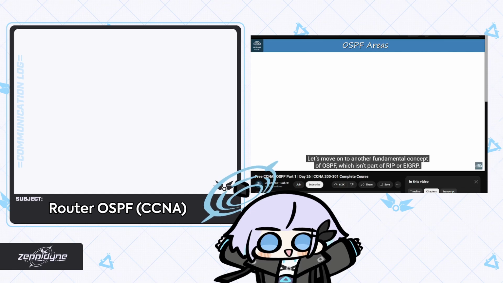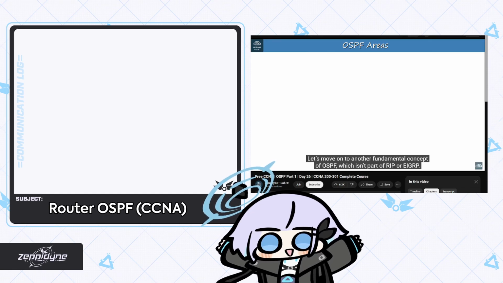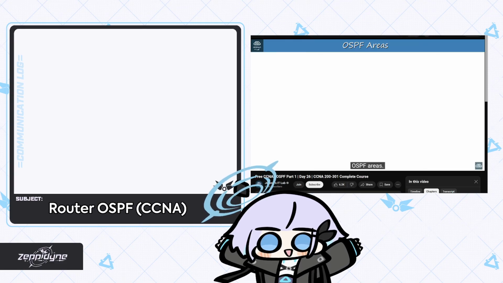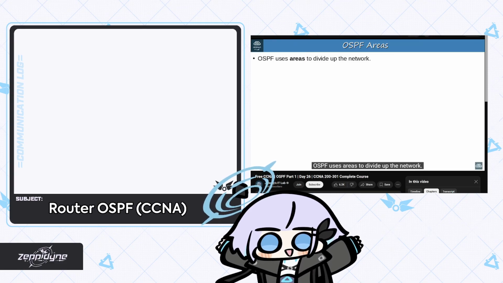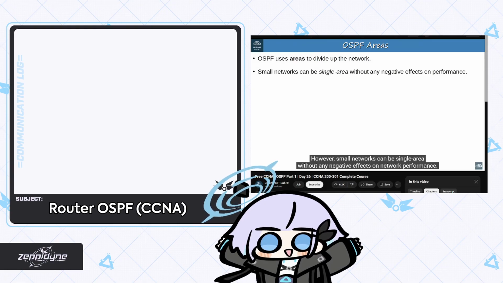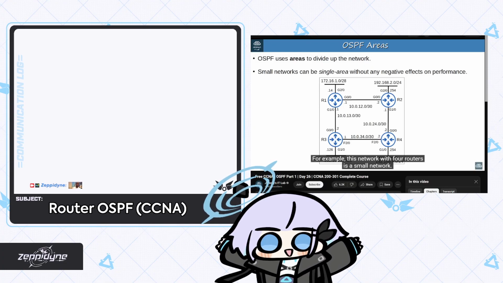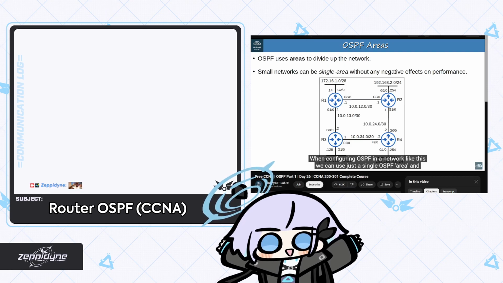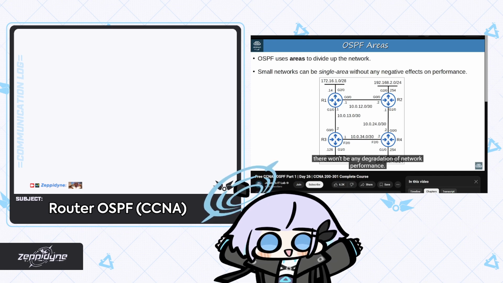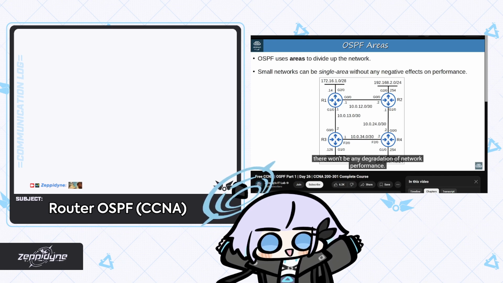Let's move on to another fundamental concept of OSPF, which isn't part of RIP or EIGRP, OSPF areas. OSPF uses areas to divide up the network. However, small networks can be single area without any negative effects on network performance. For example, this network with 4 routers is a small network. When configuring OSPF in a network like this, we can use just a single OSPF area, and there won't be any degradation of network performance.